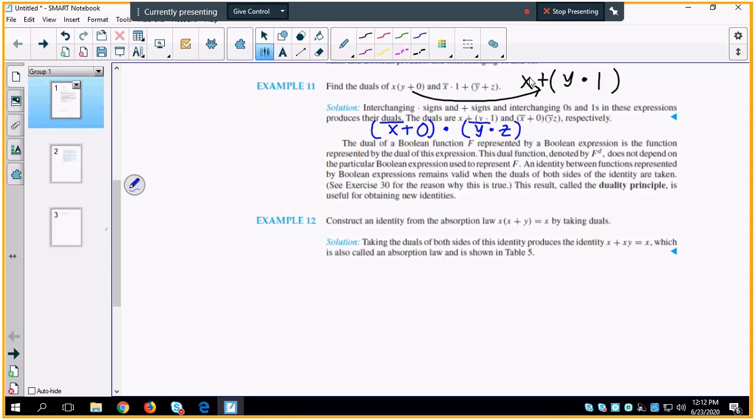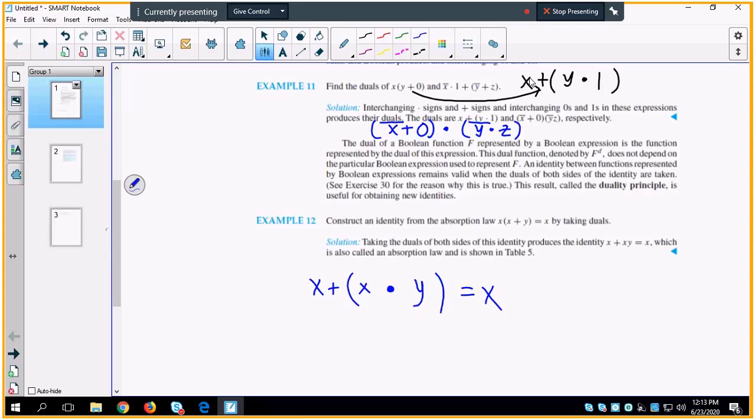So construct an identity is our example number 12. We are constructing an identity from the absorption law, which is x times x plus y equals x, by taking the duals. So remember, to do the same thing, you will keep x and y inside parentheses as well. Change the first dot to a plus and change the plus inside the parentheses to a dot, and that will equal x. And remember what we got. We started with one of the absorption laws that was a plus following a dot, and by taking the dual, we got the other absorption law, which was a dot following a plus.